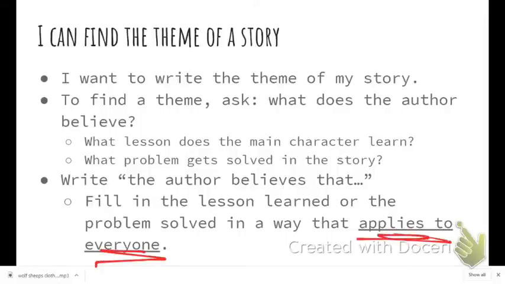Okay, we're not writing the hare should be nicer to the tortoise because it was bad for him when he was mean. We have to write it in a way that's for everyone. You should be nice to people because when you're unkind, it's bad for you. You should be kind to people because, okay, you need to have that reason for you, that reason for the person you're talking to.